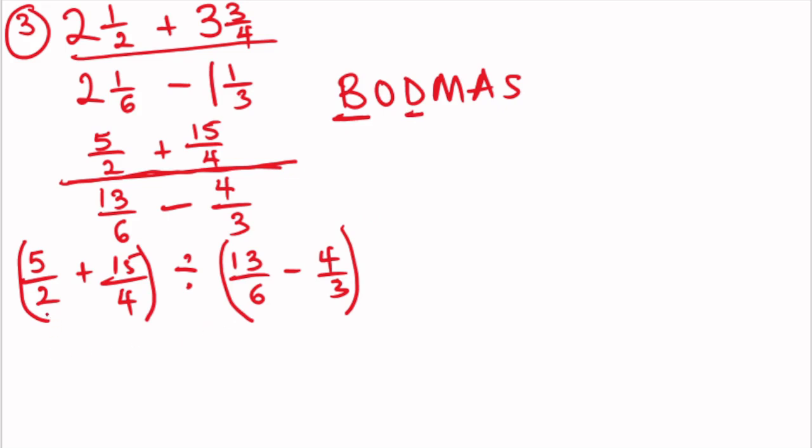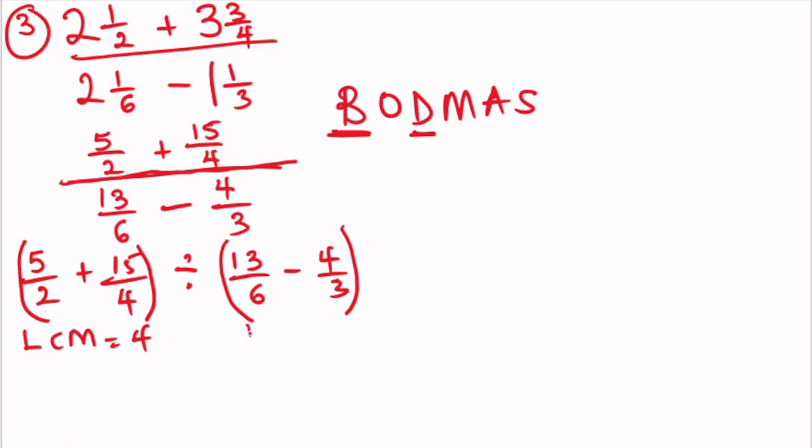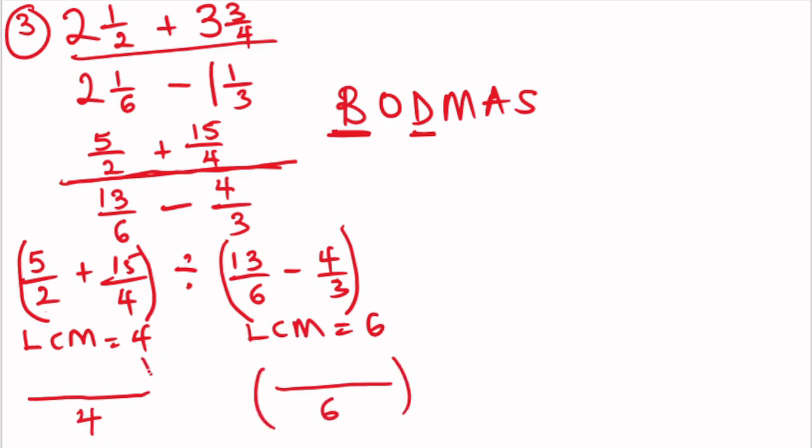So now the first bracket, we have unlike denominators, so we have to look for the LCM. Even the second bracket, we have unlike denominators. We also have to look for the LCM. So the LCM of 2 and 4 is 4. For the right hand side, the LCM of 6 and 3 is 6. So now we've gotten the LCM, it will give us the new denominator, which is 4, and the new denominator here will be 6. Remember to put them in brackets and join them by their division sign.